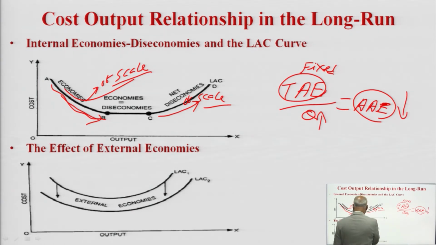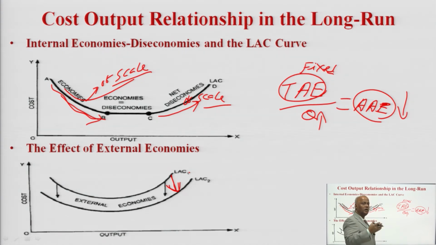And here you will find that there is a downward shift. That means, what is the effect of external economies? Suppose the cost is less: now you are finding LAC 1, and now the cost has been reduced, there is a downward shift from LAC 1 to LAC 2. If the cost is drastically reduced, this happens when a company has technological advancement.